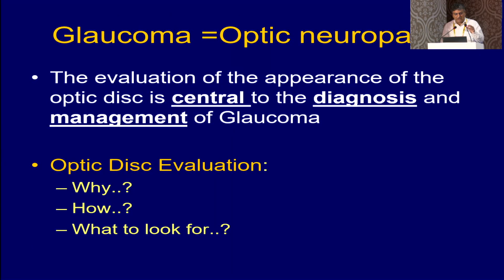So glaucoma is a type of optic neuropathy. Hence, the evaluation of the appearance of the optic disc becomes central to the diagnosis and management of glaucoma. Whenever we want to evaluate the optic disc, it should come to your mind why we are evaluating the optic disc, how we should evaluate it, and what are the different signs which we have to look into while evaluating the optic disc.